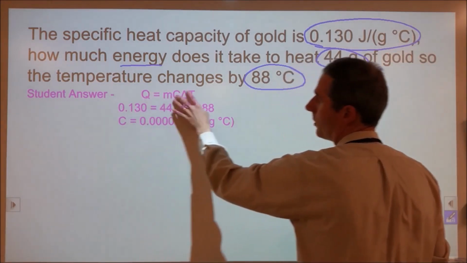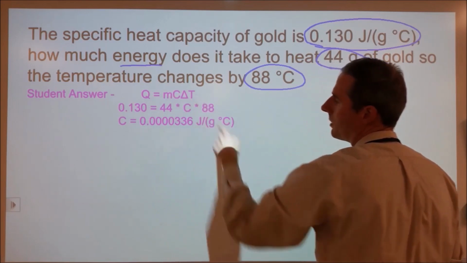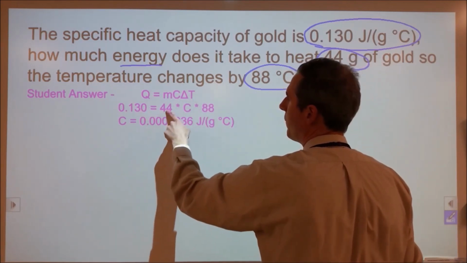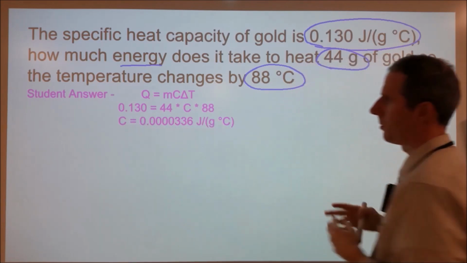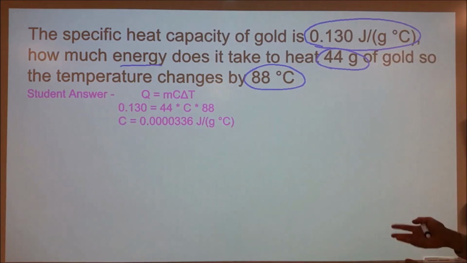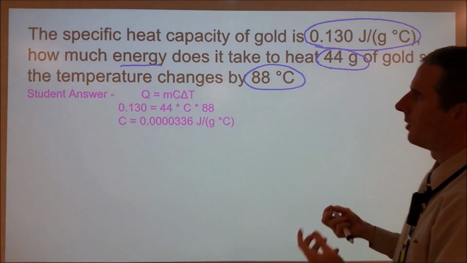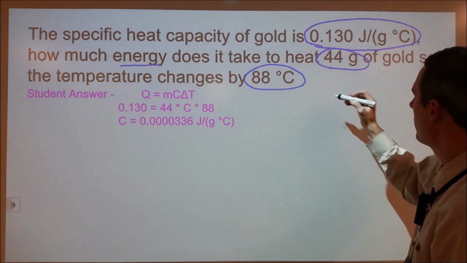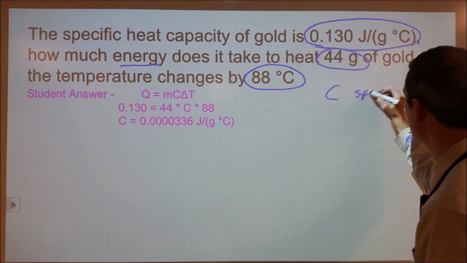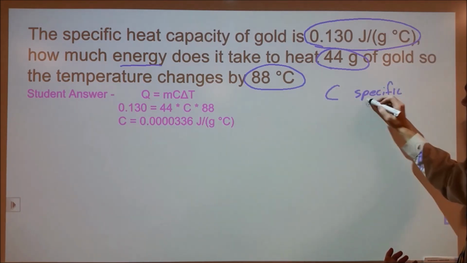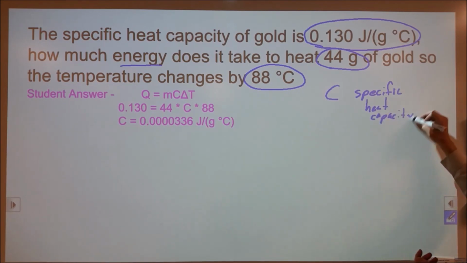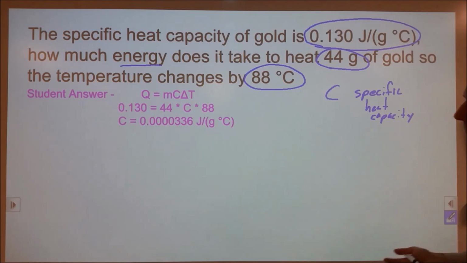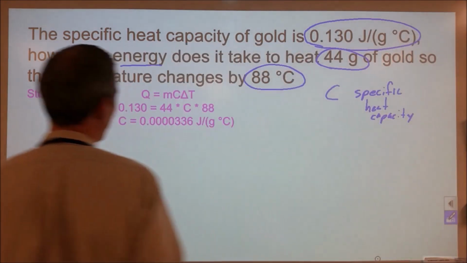They started with Q equals MCAT here, but Q equals MC delta T. They plugged in the 0.130, the 44, the specific heat capacity they don't know, and the 88, they solved for C and got this as the result. So this is not correct, but the underlying feature here is that the student does not have a complete understanding of what specific heat capacity is, which is very understandable because specific heat capacity is a challenging topic to have a conceptual understanding of. And so one of the shortcuts to this is a mathematical understanding. So let's start with that, but then eventually build in the conceptual as well.